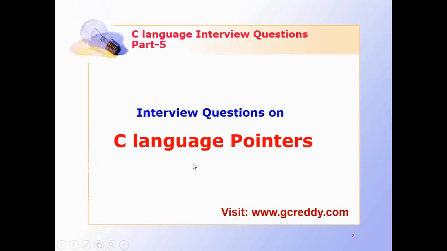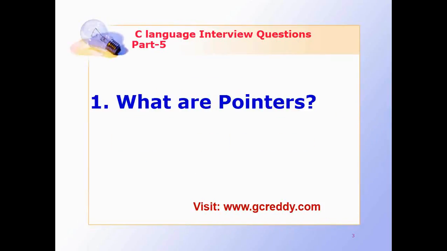Let us see some of the questions on C language pointers. What are pointers? A pointer is a variable whose value is the address of another variable. That is the direct address of the memory location. Like any variable or constant, you must declare a pointer before you can use it to store any variable address.